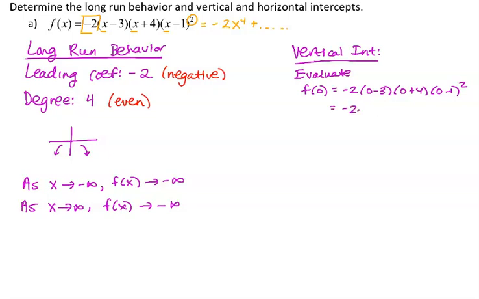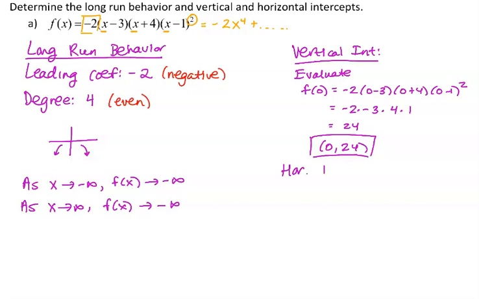So we have negative 2 times negative 3 times positive 4 times negative 1 squared. Negative 1 times negative 1 is positive 1. So multiplying, we have positive 6 times 4, 24 times 1 is 24. So we write this as an ordered pair, (0, 24). So this polynomial function has one vertical intercept at the point (0, 24). We find that by evaluating.